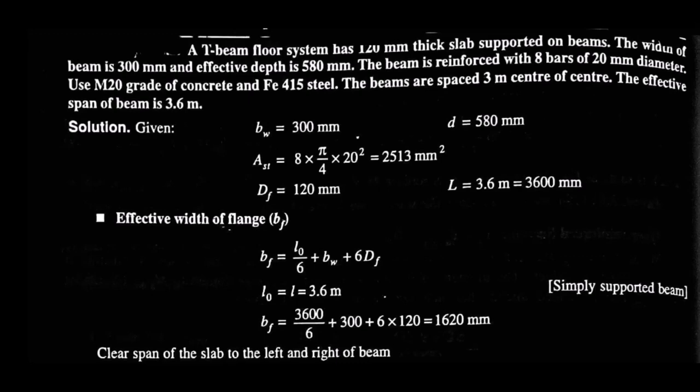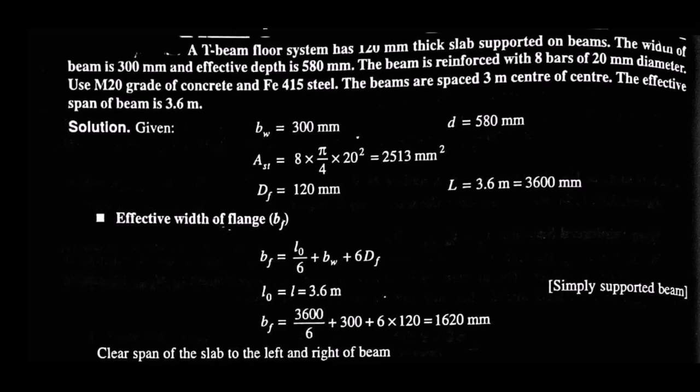The system has a 120 mm thick slab supported on beams. The width of the beam is 300 mm. That means the web width is given, but the effective width of the flange is not given here. The effective depth is 580 mm. The beam is reinforced with 8 bars of 20 mm diameter. Use M20 grade of concrete and Fe 415 steel.